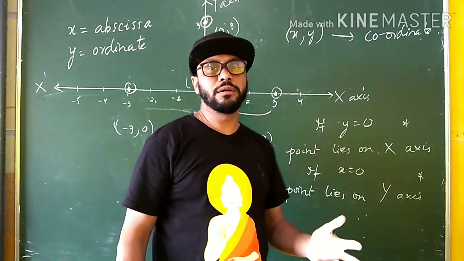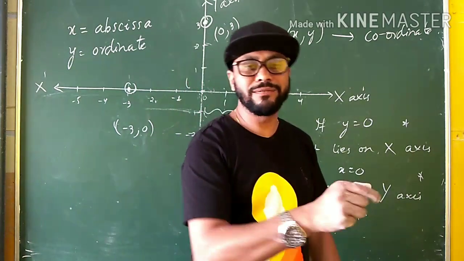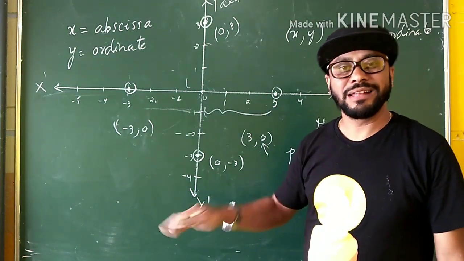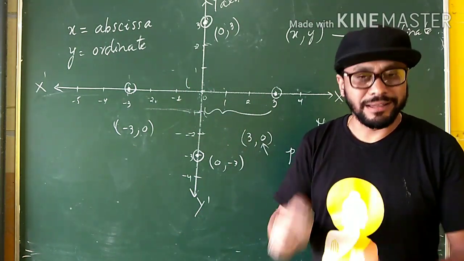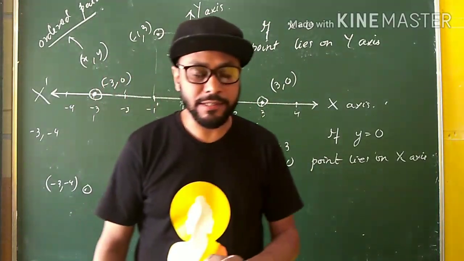Alright? So all the plotting, you have to do it on the graph paper actually. But don't worry, if you don't have graph paper, we'll do it roughly. Alright? Then afterwards, you can do it on the graph paper. So this is what we have to do in the first exercise, plotting the point.